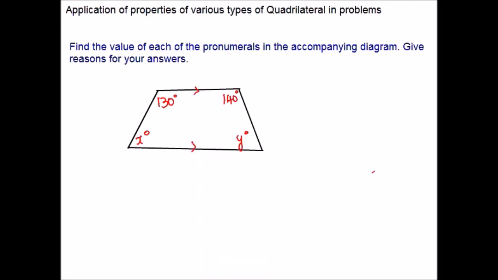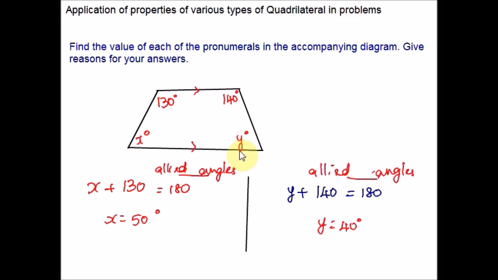Here is a trapezium. We have two of the angles given and two angles are unknown. Please look at this figure and find the two allied angles. X and 130 are two allied angles and y and 140 are allied angles. If you add the allied angles, you will get 180 degrees. That is the property. So x plus 130 will be equal to 180 and y plus 140 will be equal to 180. Subtracting 130 from both sides, you will get x equal to 50 degrees. Subtracting 140 from both sides, the y value would be 40 degrees.